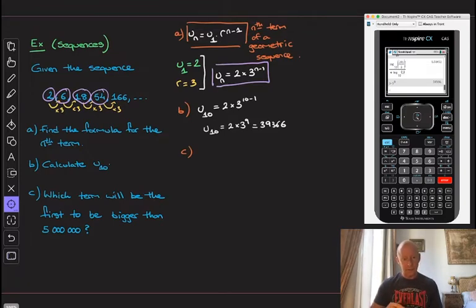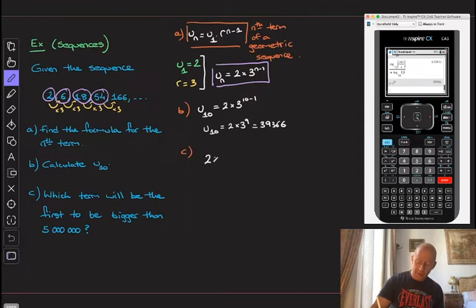And when I write this out, I think you'll see why. What we're trying to figure out here is which term of our sequence will be bigger than 5 million. So let's see. The generic term of our sequence is 2 times 3 to the power of n minus 1. So what we're trying to figure out is for which value of n is 2 times 3 to the power of n minus 1 bigger than 5 million. Okay? That's what we're actually trying to figure out here.